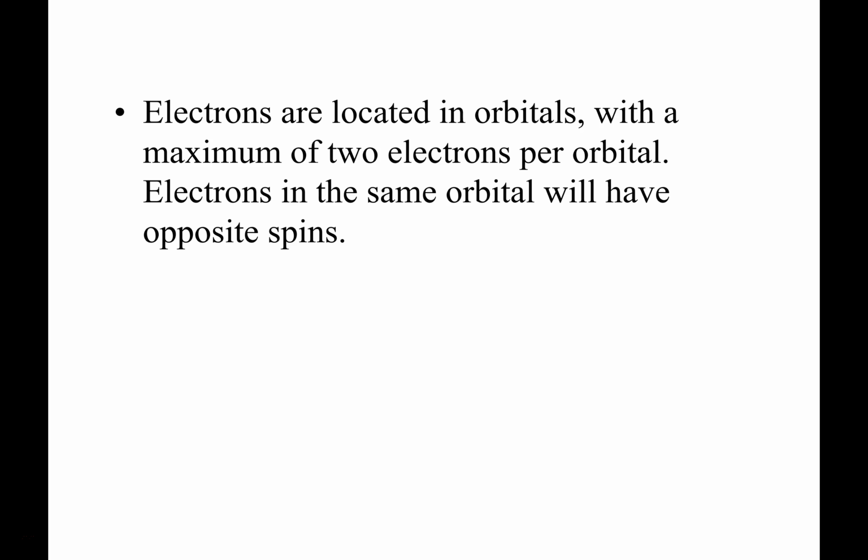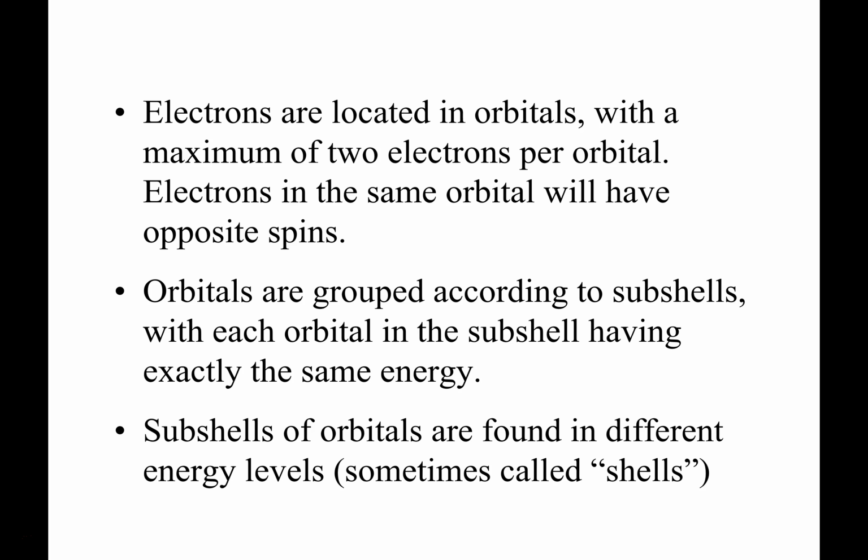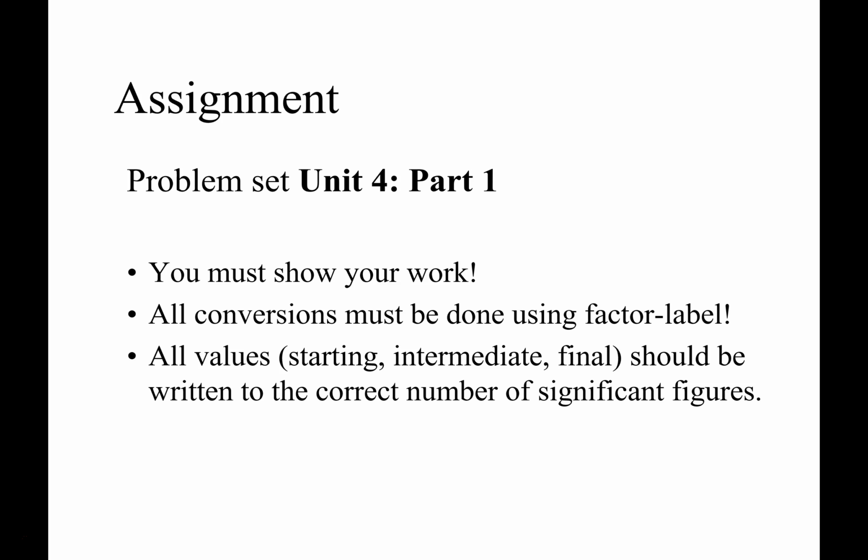Oh yeah, I already did that. Orbitals are grouped according to subshells, with each orbital in the subshell having exactly the same energy. Degenerate orbitals, I like that term too for vocabulary. They're called degenerate orbitals. We're okay with that. Subshells of orbitals are found in different energy levels. That's the principal energy levels, n's. Okay, so yay. That does it for that part.